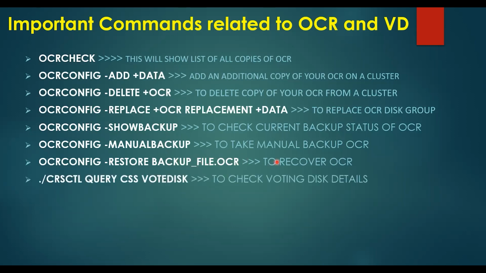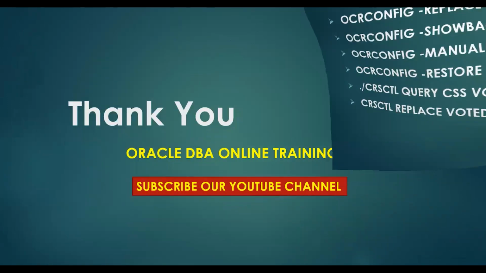The next part is how to identify the current voting disk. You can run crsctl query css votedisk. It will help you check the voting disk details. And sometimes we need to replace the voting disk, so we can use crsctl replace votedisk and the voting disk location.